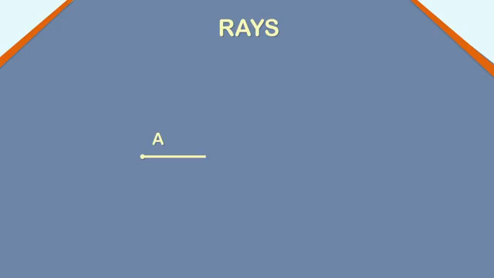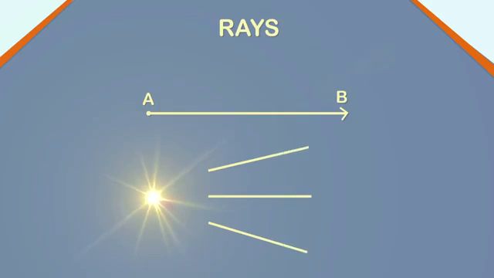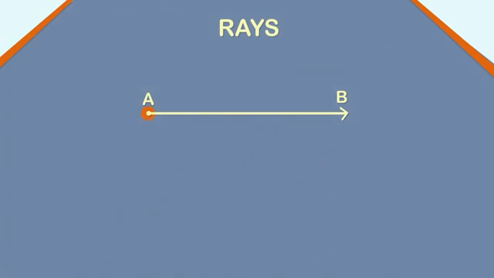A line segment which extends endlessly in one direction is called a ray. Have you noticed the rays of the sun? They start from the light source, which is the sun, and go on endlessly in one direction. A ray has only one endpoint and does not have a fixed length. Hence, it cannot be measured.